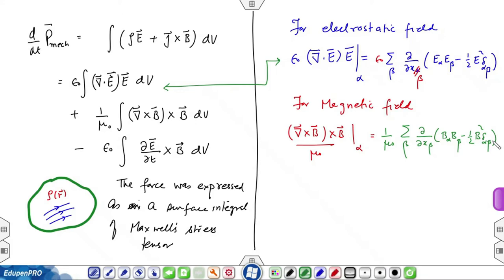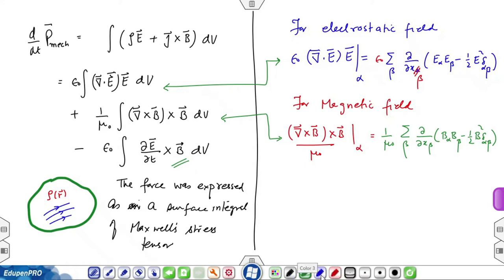So, that term also is here. I am not going to disturb that. The only term I am now going to play around with is this term, dE/dt cross B. So, these two terms I am not touching. Let us work on this.